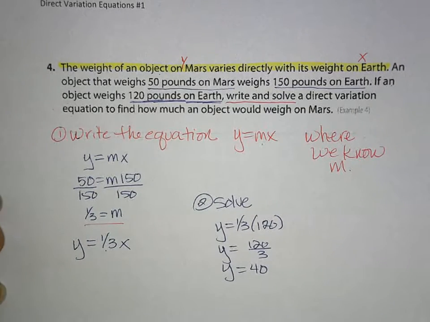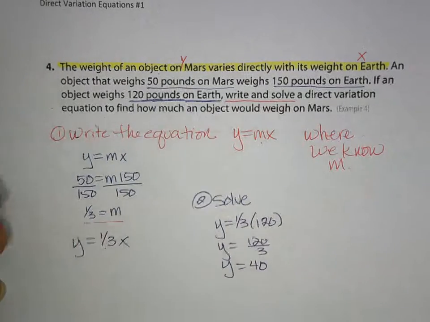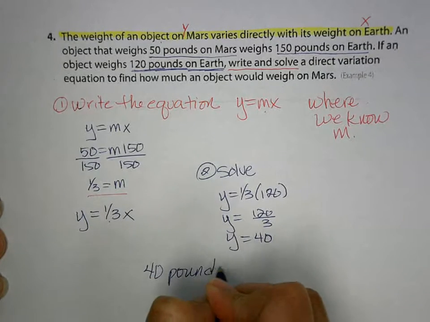And your final answer is going to be in words. y represented the weight of the object on Mars, so you're going to say 40 pounds on Mars.